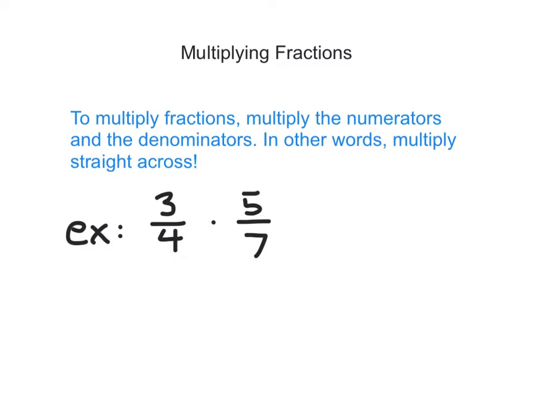Alright, so to multiply 3/4 and 5/7, I'm going to multiply straight across the numerators and the denominators. So 3 times 5 would be 15, and 4 times 7 would be 28.